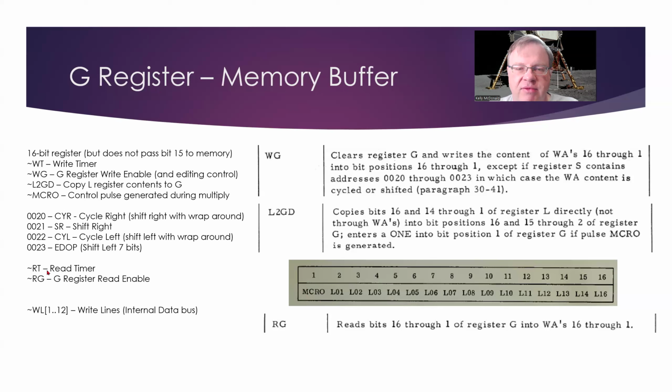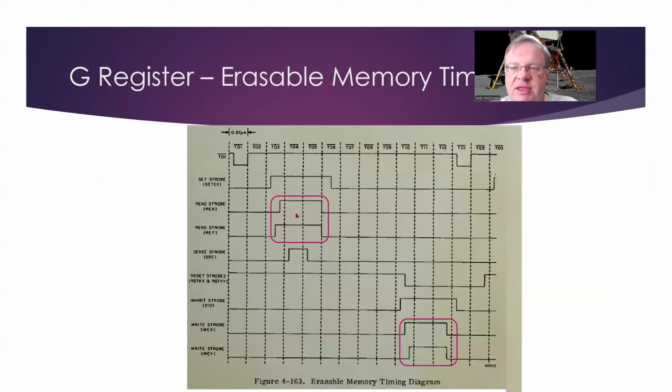And then, of course, we have RG to read the contents of the G register out onto the write bus. Like I said, in and of itself, it seems like a pretty normal register, except for this editing control. But then you also have to factor in that it can read data out of the memory and write data into the erasable memory. That's where some of the timing we talked about with our S register and memory timing comes into play.